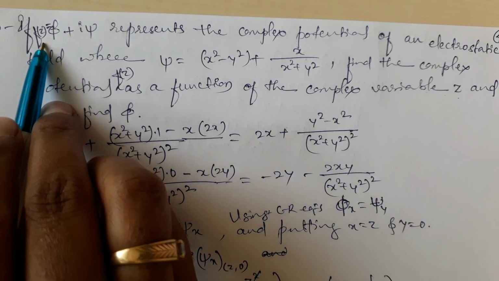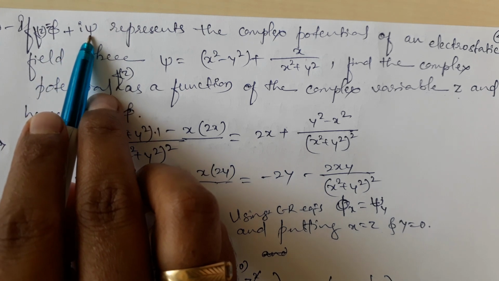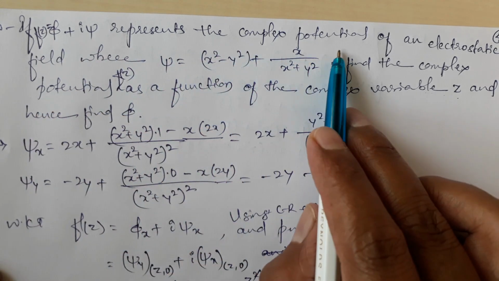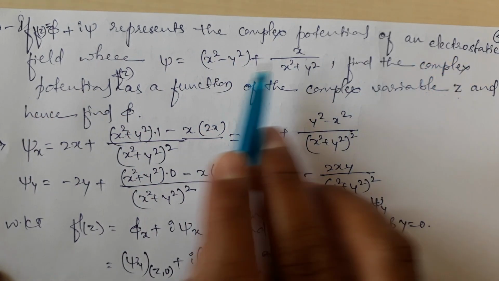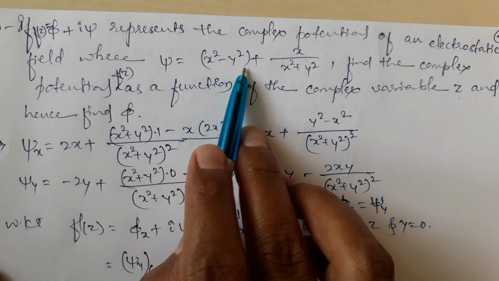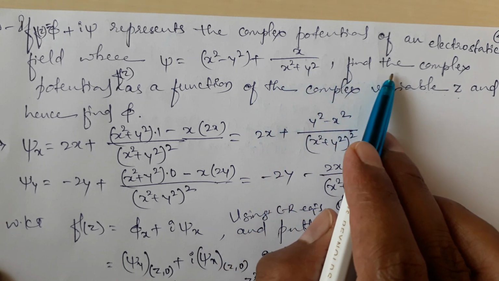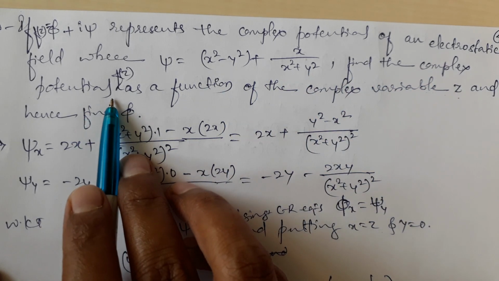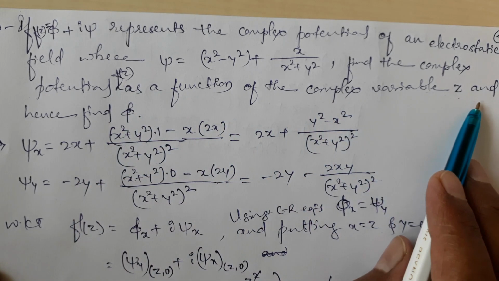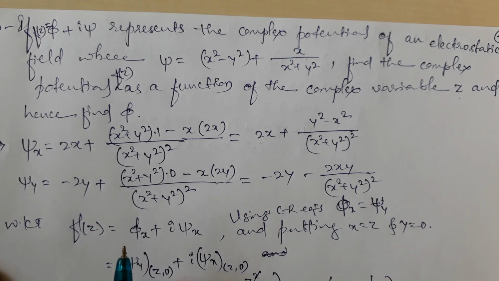If f(z), that is φ + iψ in place of u + iv, represents the complex potential of an electrostatic field where ψ is x² − y² + x/(x² + y²), find the complex potential, that is f(z) as a function of the complex variable z, and hence find φ, that is the real part.